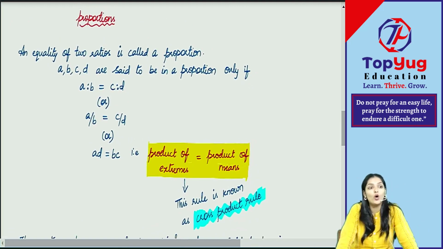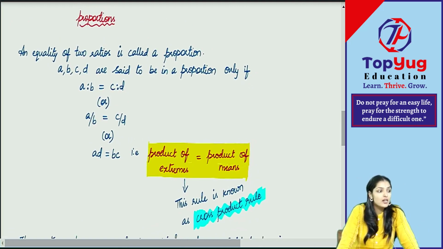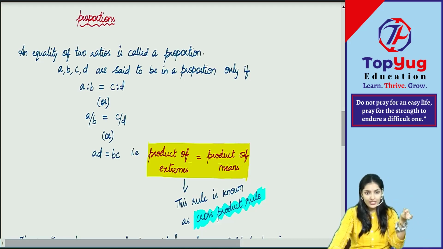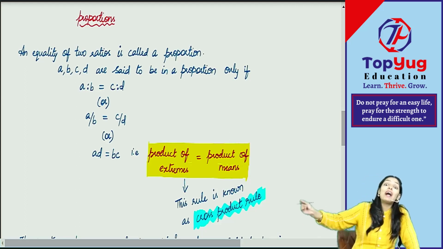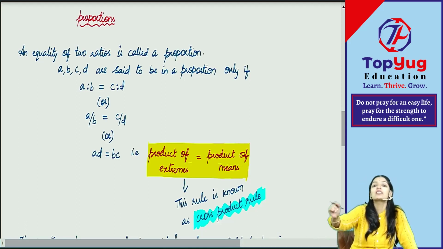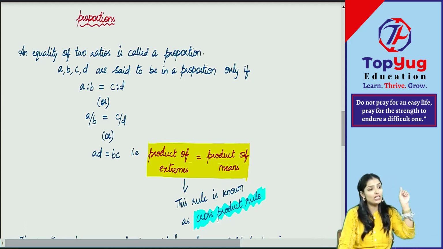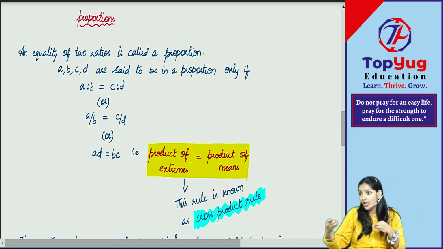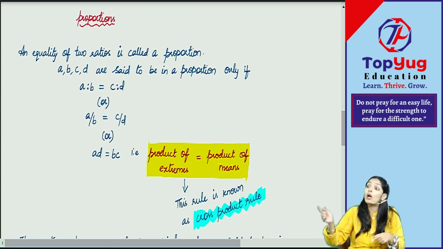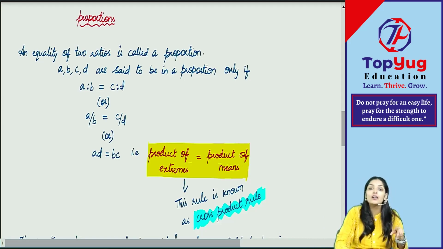The next topic of your unit 2 is proportions. So ratios we have studied. What is a ratio? Can anyone just answer me? Comparison of the quantities of the same kind is ratios. Now comparison of ratios is known as proportion. When you are comparing a similar kind of quantity, you call it ratios, but when you compare ratios, you call it proportion.